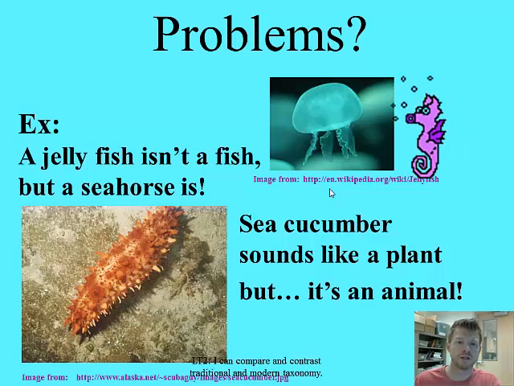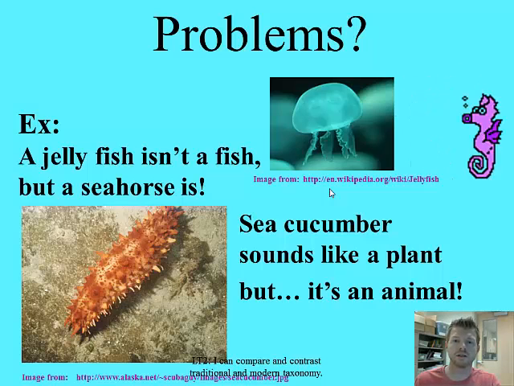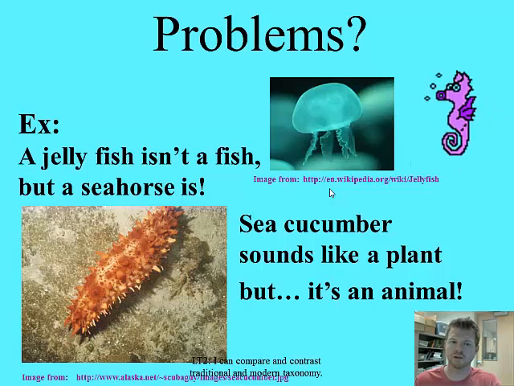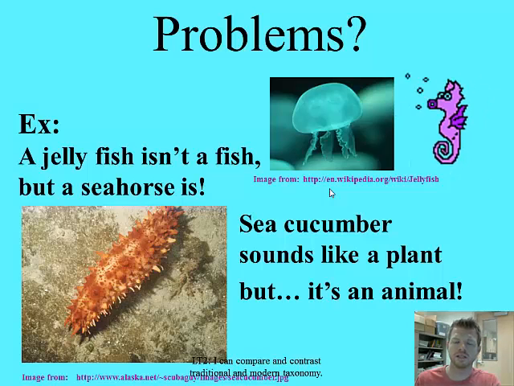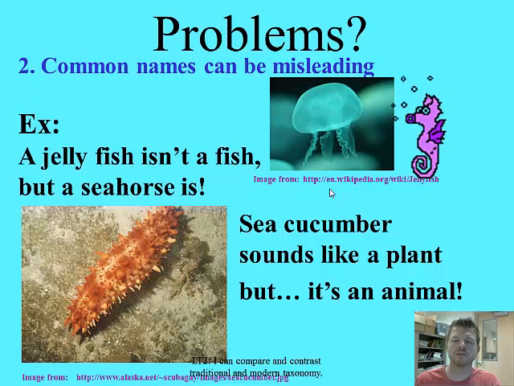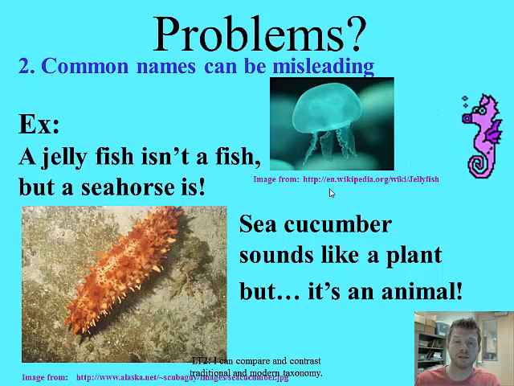Some more things. The way things are named isn't necessarily what they are. So a jellyfish isn't a fish, but a seahorse is. But it says a horse, so is it a mammal? No, it's a fish. Sea cucumber sounds like a plant, but it's an animal. So those are two examples. But common names can be misleading. Common names can still be misleading today.